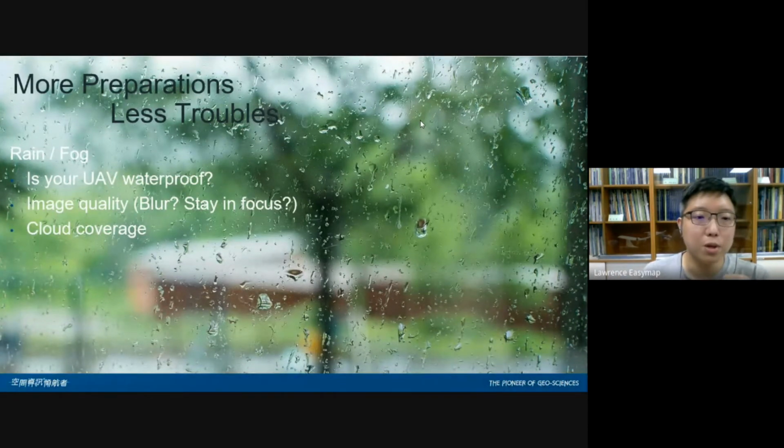And the third one is the cloud coverage. It means that sometimes, even though it is not a rainy day, the cloud may be very low above the ground. So when your UAV flies across the clouds, you simply can't see anything. And that's why it is not only rainy days that you cannot fly. When the sky is filled up with clouds, it is also not a very good day to fly as well.